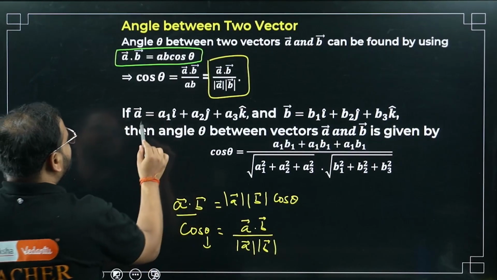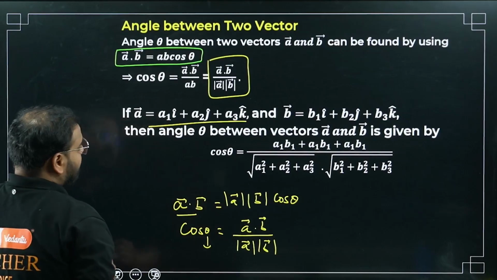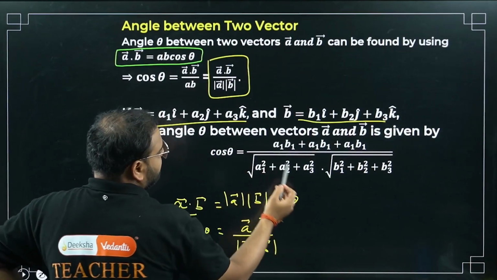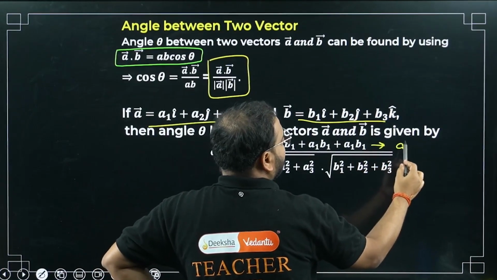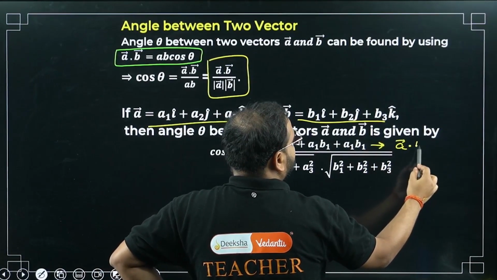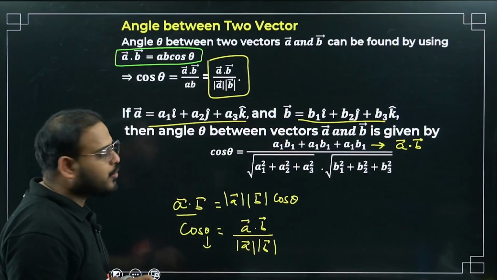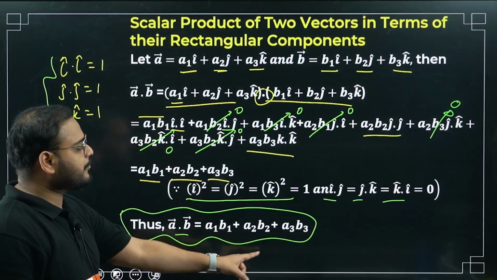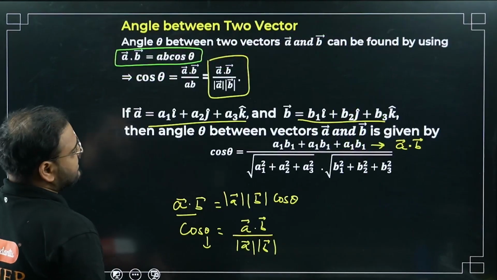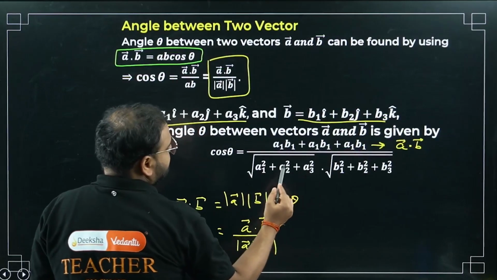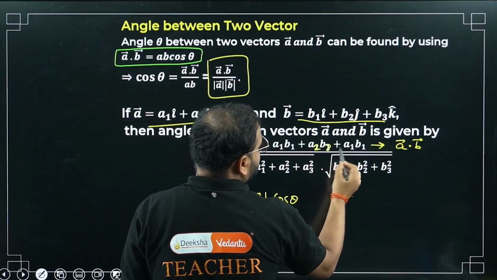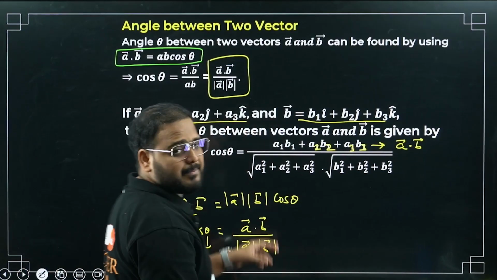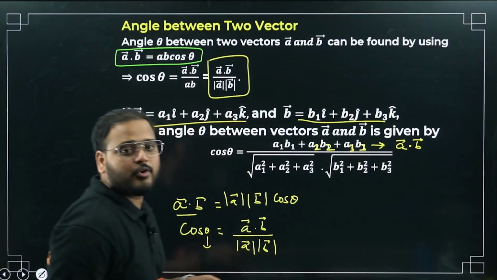Now, if it is given in terms of rectangular components, A1, A2, A3 and B1, B2, B3, what are you going to do? What does this represent? This represents the A vector dot product with the B vector, right? We learned it just now. A dot B is A1 B1 plus A2 B2 plus A3 B3. Same thing is written here. Forgive me, typing mistake. This is going to be A dot B.